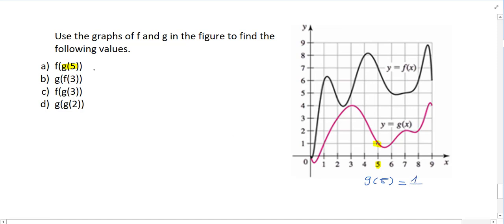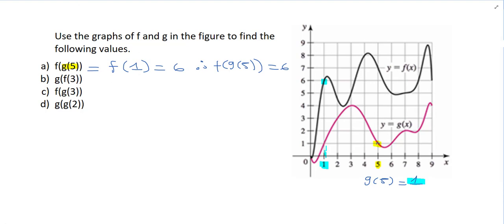And so now you take that and you will say essentially f of g of 5. So now we're looking for f of 1. So now I'm going to go to 1, and now I'm going to go to f. So that's the value of 6. So that means that this is equal to 6. So therefore, f of g of 5 is 6. So how about you try that with g of f of 3. So try it on your own, pause the video, and try to find it on your own.